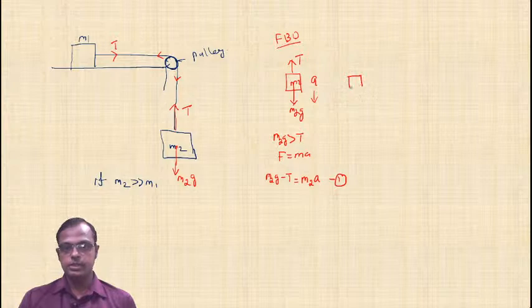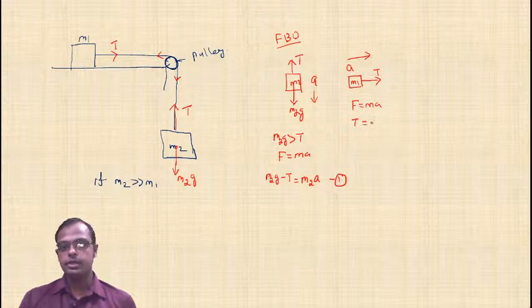Second body is here, that is m1. On m1, there is only one force acting, that is tension. This tension makes the body accelerate towards the right. So once again, if you use F is equal to ma here, what is the resultant force here? That is equal to tension. Due to this tension, which mass is now accelerating? That is m1 into acceleration, A.